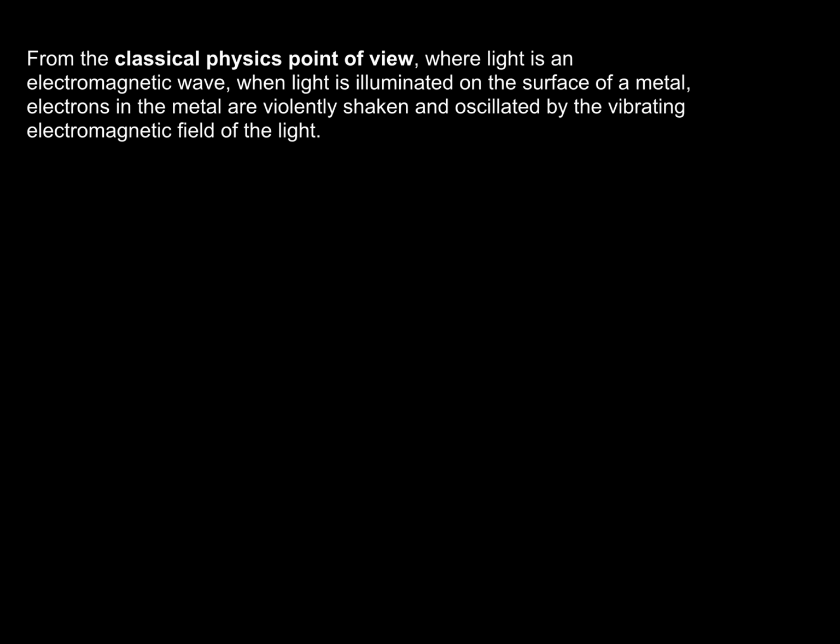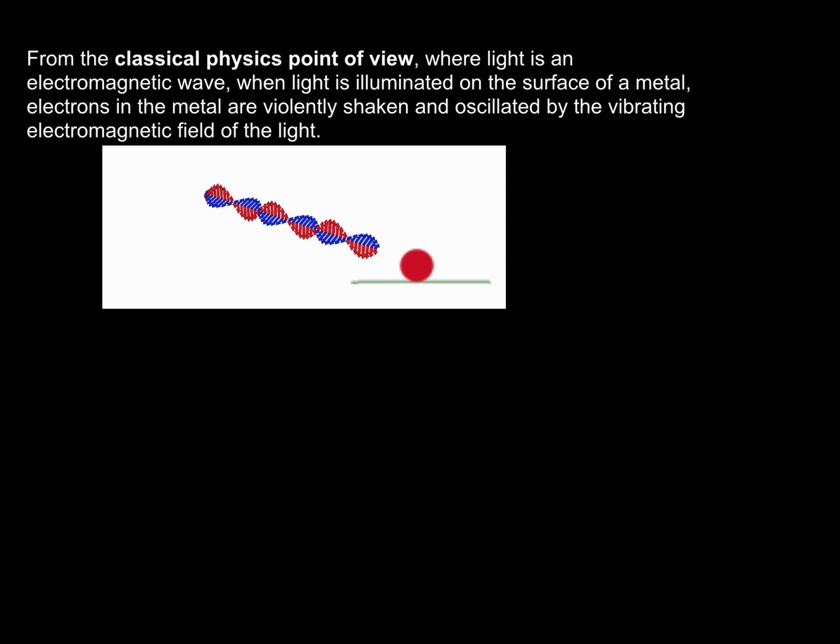From the classical physics point of view, where light is an electromagnetic wave, when light is illuminated on the surface of a metal, electrons in the metal are violently shaken and oscillated by the vibrating electromagnetic field of light. So the electrons start to bounce around in the metal when the light wave lands on them. But this is the classical physics point of view. Classical physics could almost explain the photoelectric effect.